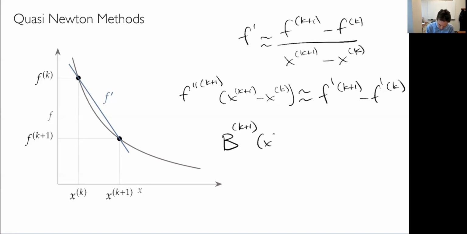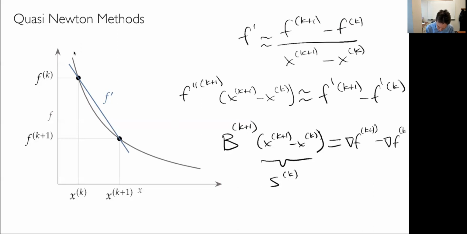I still have my differences in my x values, which we could also have written just as my step size, S. And then this is going to be equal to the change in my first derivatives, and those are my gradients: gradient of f at x plus 1 minus gradient of f at the previous iteration. So the idea is that I'm keeping track of my last step and my last gradient, and that's going to provide me a way to estimate my Hessian.